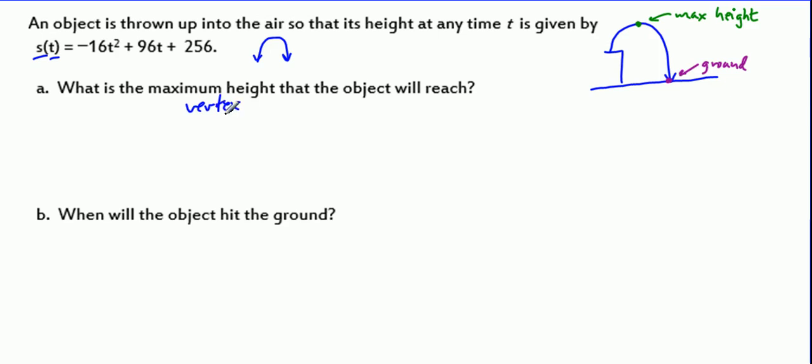Now there's a couple questions we could ask you about the vertex. We could say, when is it going to reach its highest value? Or what is its highest value, okay? The t, the time, tells you when something happens. S of t tells you the height at that time t. Now in this question they're asking us to find the maximum height, but we can't find the maximum height until we know when we're at the maximum height.